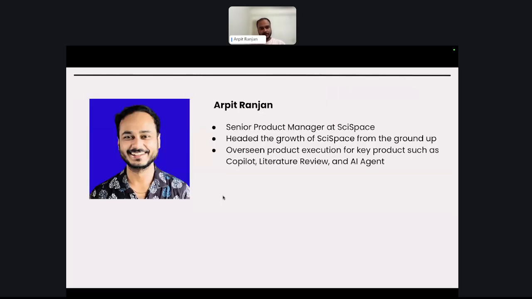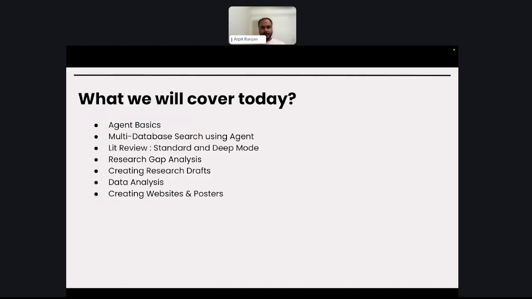So my name is Arpit Ranjan. I work as a senior product manager at SciSpace. I have been at SciSpace for over 5 years, and I've seen SciSpace get built from scratch. I've overseen product execution for major products and tools that SciSpace has built, like Copilot, Literature Review, and now the AI agent.